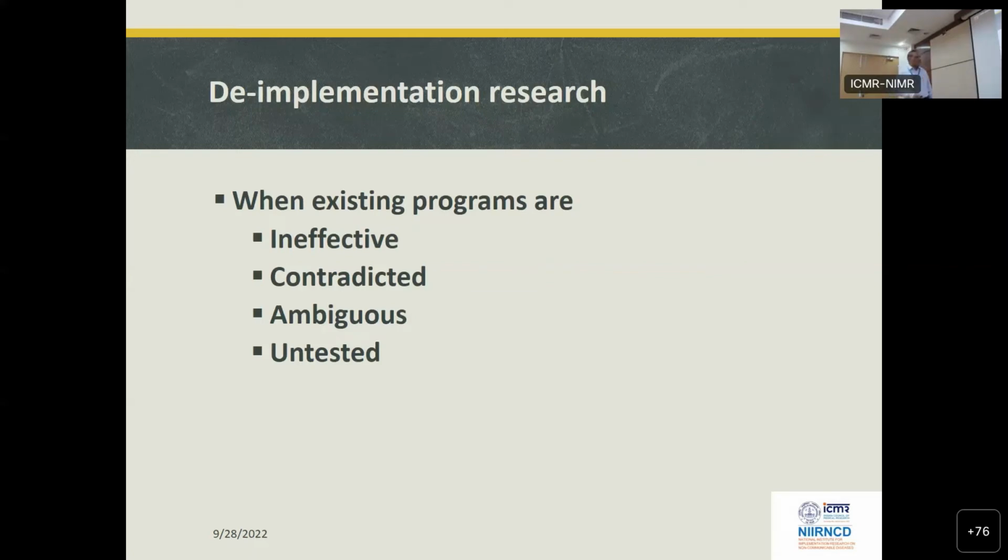And that is carried out to prove that the program is ineffective, the program is contradictory, it is not fulfilling the objective, or it is ambiguous. People are not able to get it correct. Or finally, we have not actually tested it, we launched it at the time of requirement.